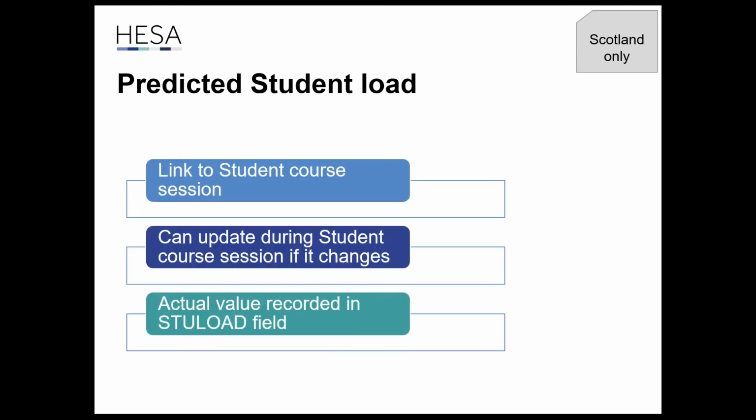Looking at the other method then, the predicted student load is for Scotland only. Again, this links to the student course session. You use the predicted student load field to tell us what you think is happening to that student. If something happens during the student course session and their position changes or what they're going to do changes, you can update that predicted StuLoad to tell us what that is. And then you can record the actual value of what happened by the end of that student course session in the StuLoad field.